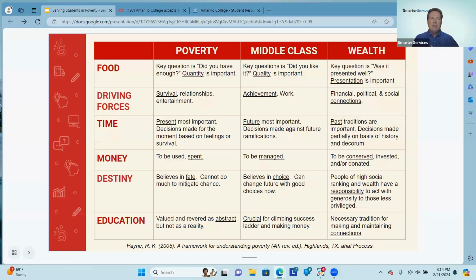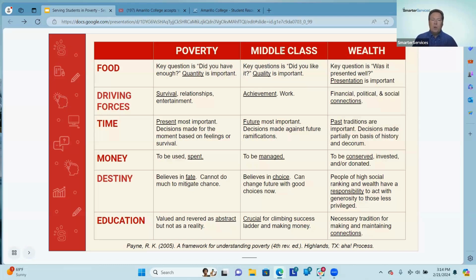And then, of course, for persons in generational poverty, well, it's more of a belief in fate that really you can't do much because no matter what happens, it never works out bad. That's the way it's always been. You can't do much to mitigate chance.